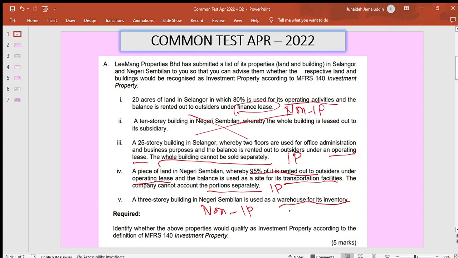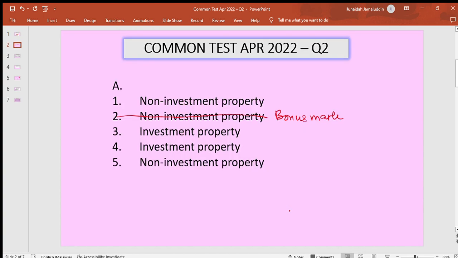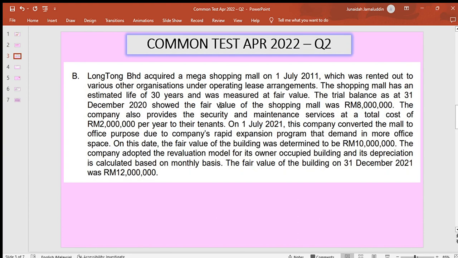So let's check out the answer. This is the suggested answer. You can just write your answer like this. For number 2, students are given bonus mark, because the property given is out of the scope of our syllabus, so students are given bonus mark. So now let's proceed with part B. Let's read the question first.